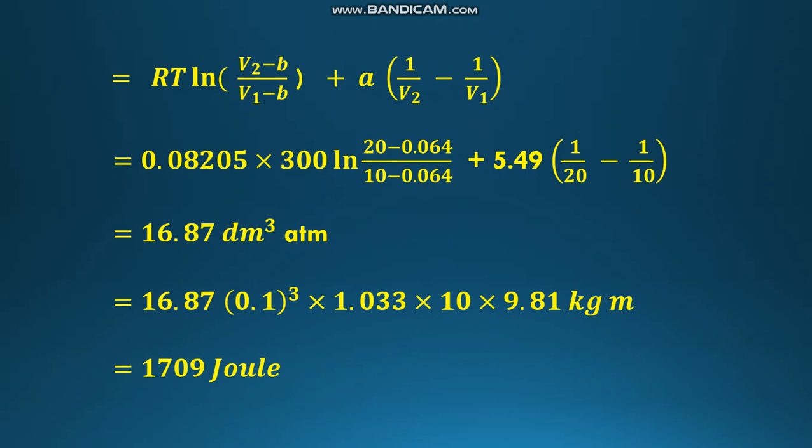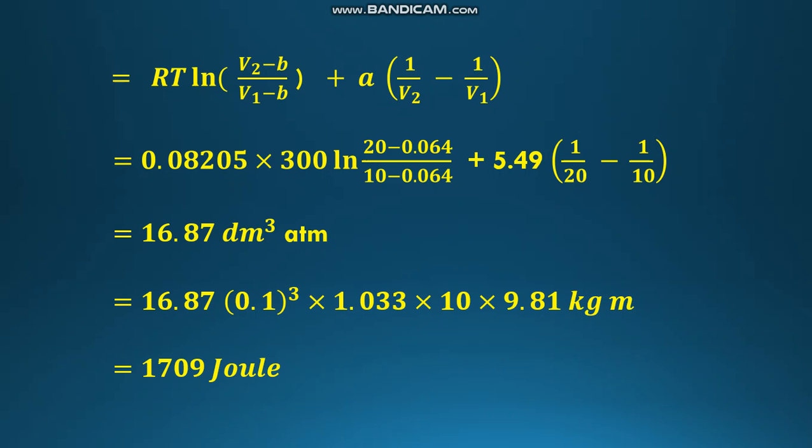So substituting the terms given in the question, we get 0.08205 into 300, this is the temperature, ln (20 minus 0.064) by (10 minus 0.064), plus 5.49 into (1 by 20 minus 1 by 10), which is equal to 16.87 decimeter cube atmosphere.